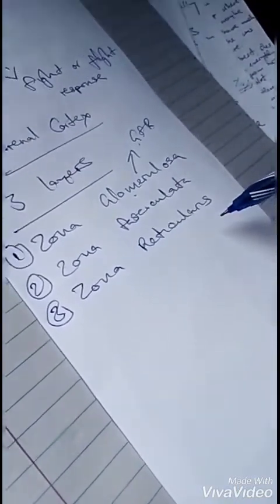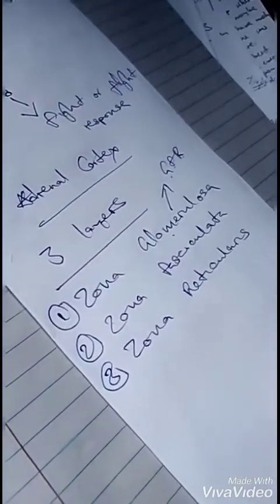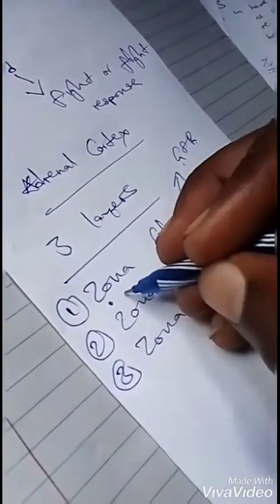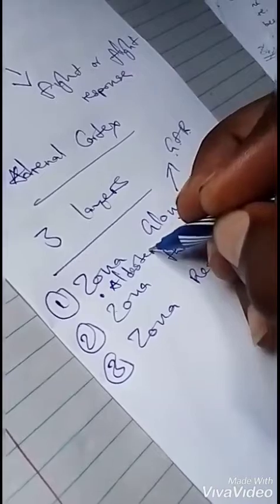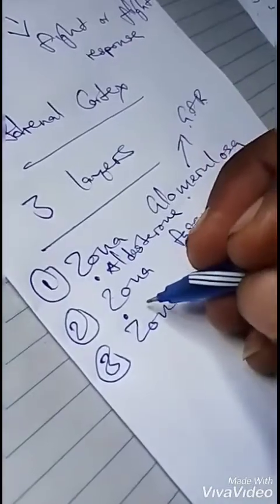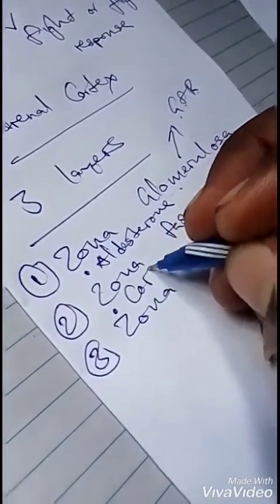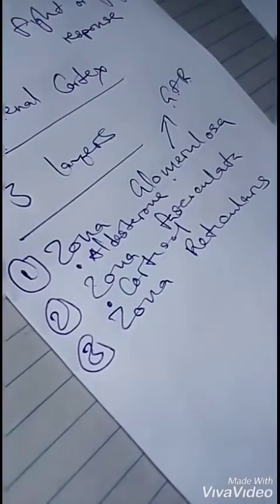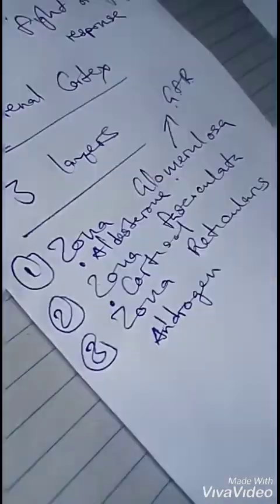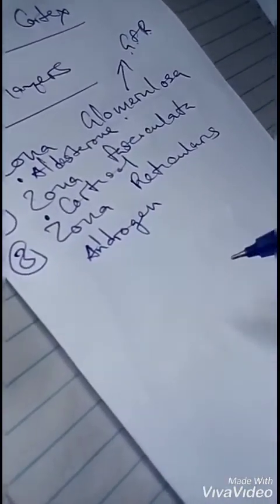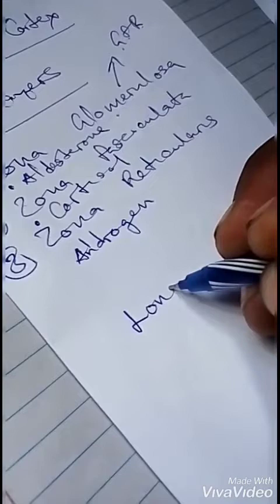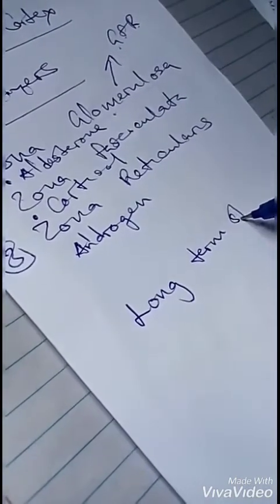Now, these layers are important because this layer produces its own hormone, the mineralocorticoids. An example is aldosterone. Here is the zona fasciculata, and it produces glucocorticoids, and an example of this is cortisol. Then the zona reticularis actually produces androgens. Now, let us see what happens here. This adrenal cortex works in response to long-term stress.